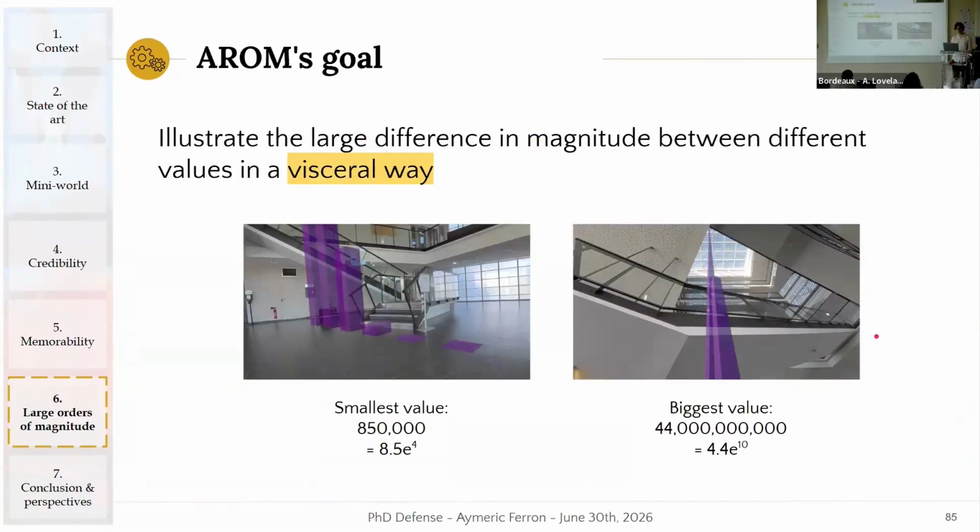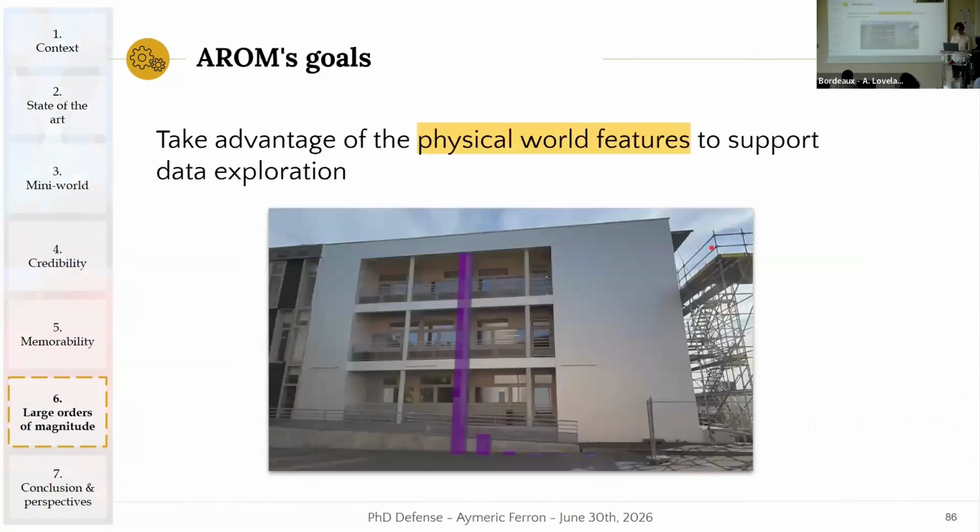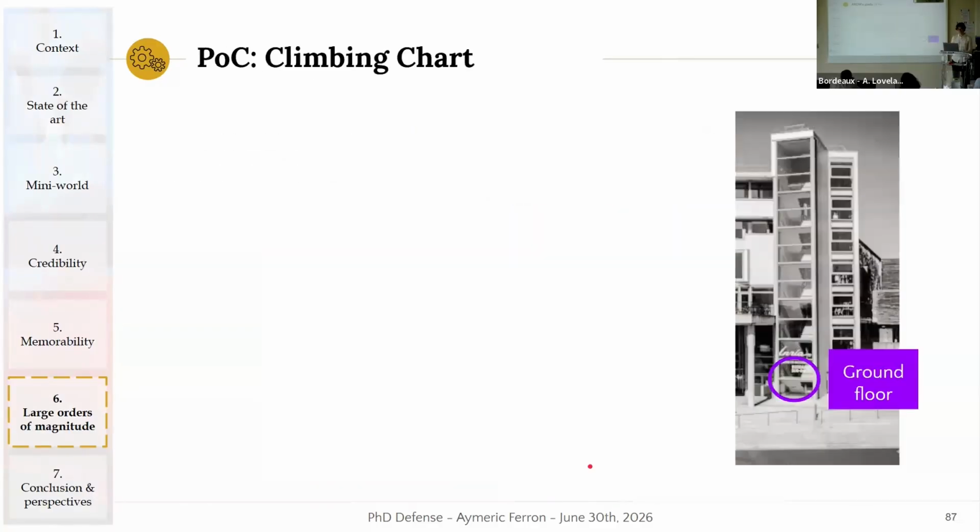AROMs could illustrate the large difference in magnitude between different values in a visceral way, like here where the smallest values are on the ground and the biggest one reaches the top of the atrium. And finally, we could also take advantage of the physical world features to support the data exploration, like here where the biggest bar reaches the top of the building. And here we can see that all the other values do not even reach the first floor.